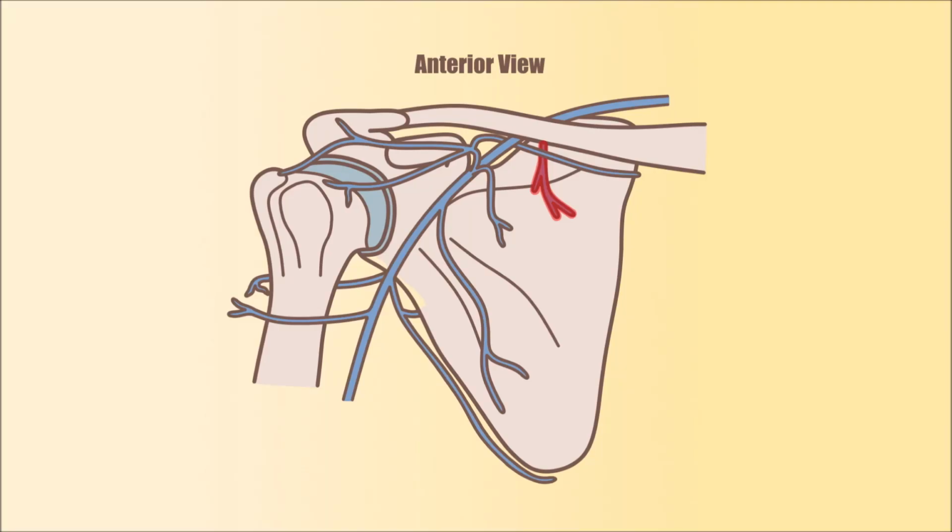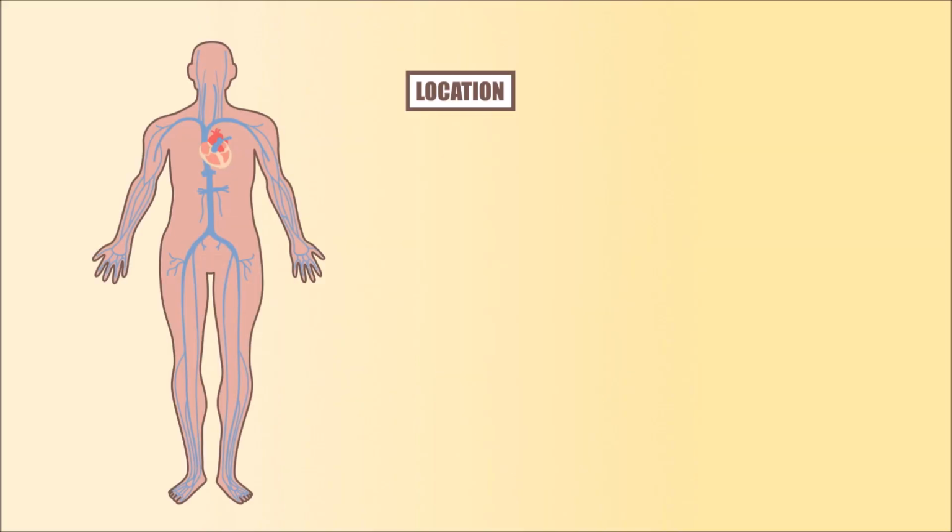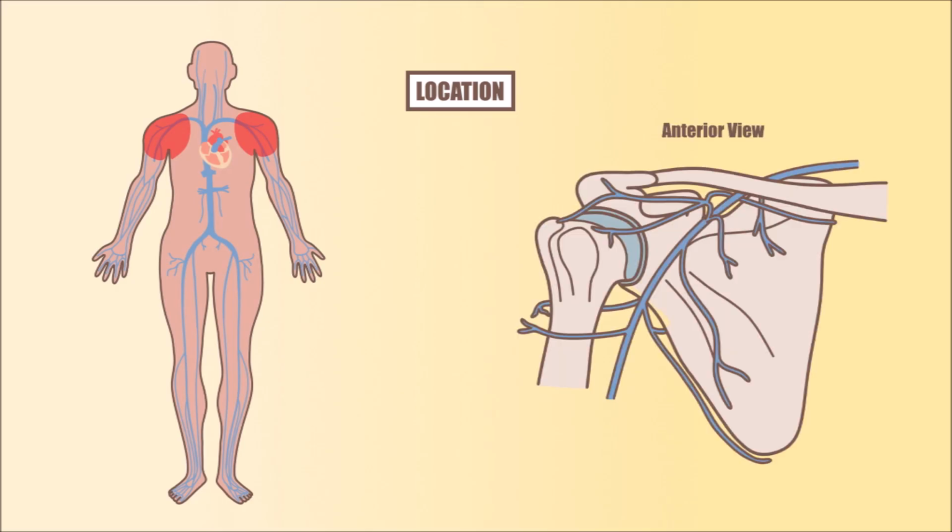In this video, we're going to go over the structure and function of the superior thoracic vein. Firstly, where is this vein located? The superior thoracic vein is located in the shoulder region on each side of the body. If we take a closer look at the veins on the anterior view of the right shoulder, we can see the superior thoracic vein highlighted in red.